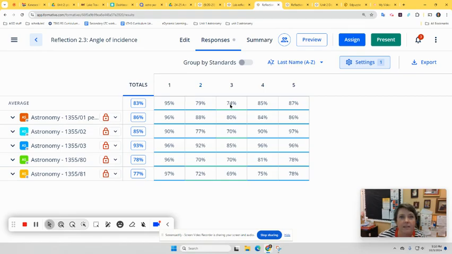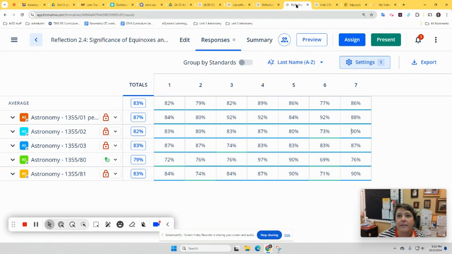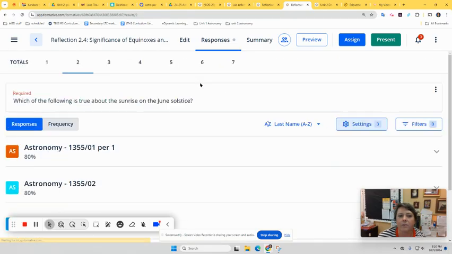Okay, I think that is good there. Let's look at the most recent one that we did. This is the equinoxes and solstices. If you haven't done these yet, you need to do this before you take the do-over, even though you're listening to this. So let's take a look here. Number 2, which of the following is true about the sunrise on the June solstice?